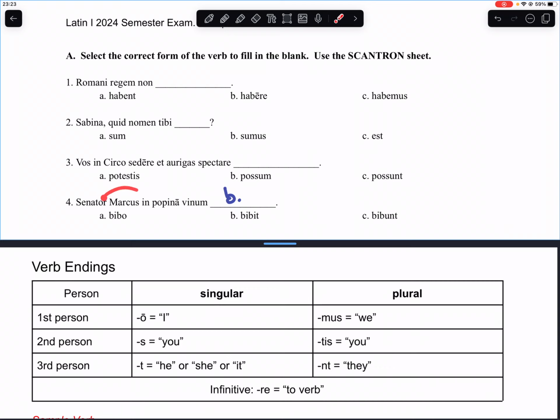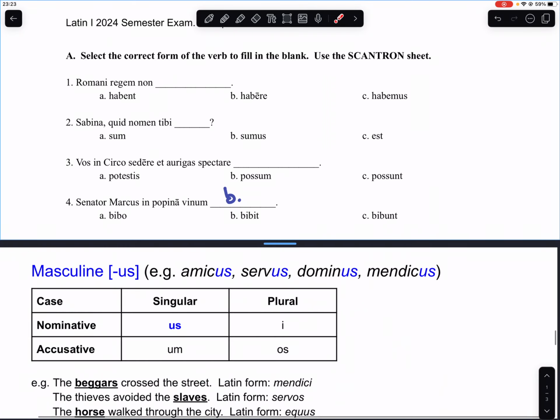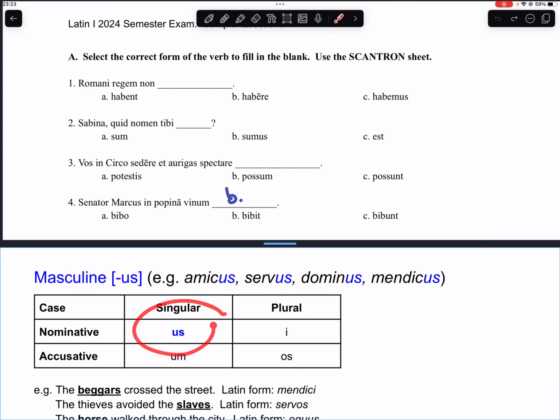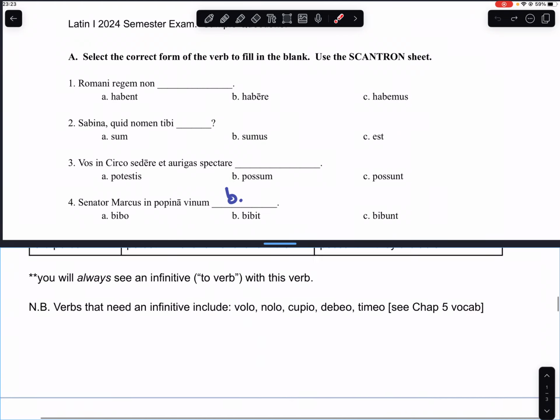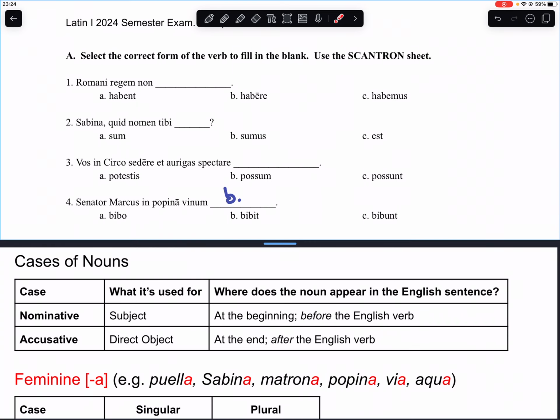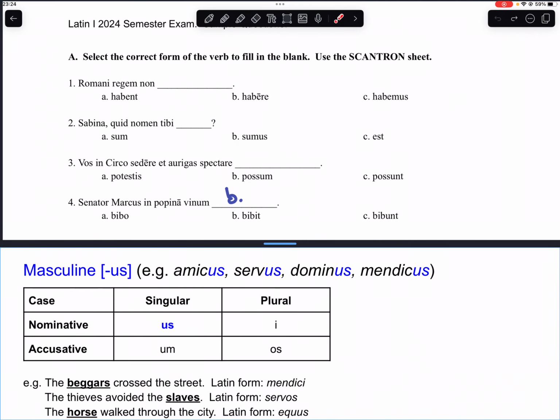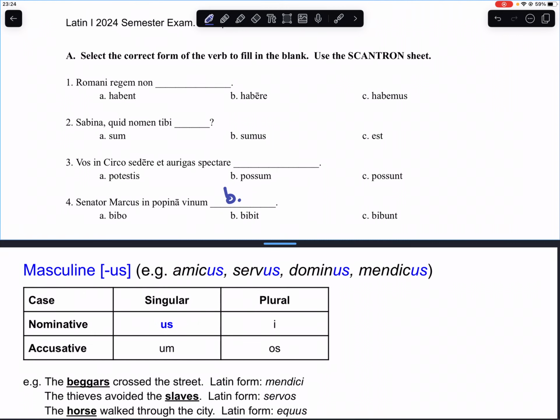If you weren't sure how I knew that Marcus was the subject of that sentence, the person doing the drinking, what we do is we look down here, right, and we see that this nominative form is the one that appears at the beginning of the sentence. There it is. The nominative form comes at the beginning of the sentence in English. And the code for that is this US, and that's what I have right here. Okay?